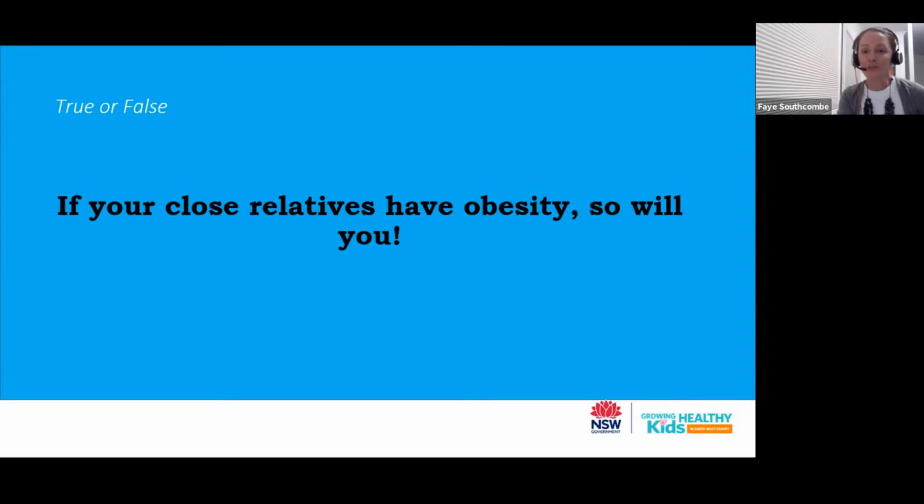So true or false? If your close relatives have obesity, so will you. So this is false. Although genetics does play a role in the causes or the etiology of obesity, your environment and the familial environment play a far greater role. So the effects of family obesity, or your parents and the people around you being affected by overweight and obesity, will have an impact on the children and young people, but the impact through the environment that surrounds them is far greater than their genetics.